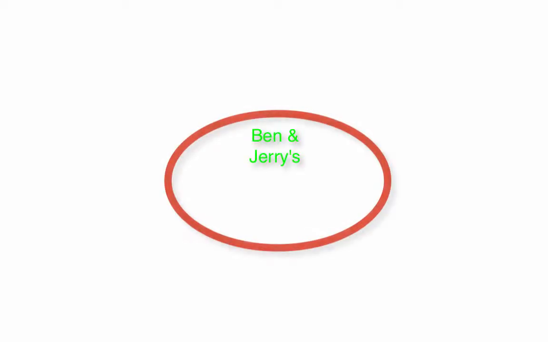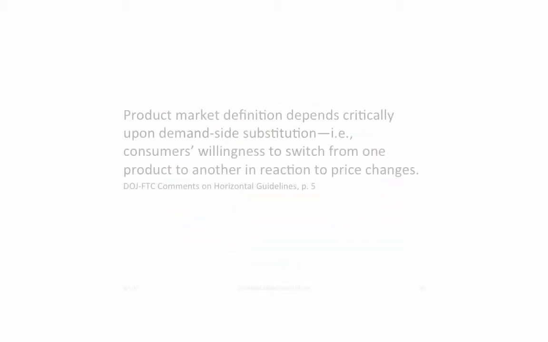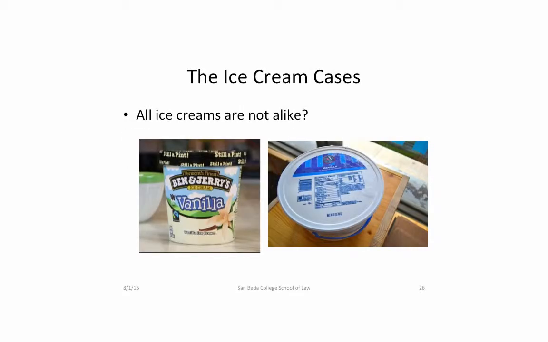Ounce for ounce, American House sells for a fraction of Ben & Jerry's. The question in these cases was whether ice cream, something like Ben & Jerry's, should be lumped with those of American House. To answer this question, it's good to start with a nice quote from the U.S. authorities. There, that's a nice phrase. Demand-side substitution, and another, willingness to switch in response to changes in price. Do you think customers for Ben & Jerry's would keep their super premium ice cream despite a substantial price increase? Or would they switch to cheesecake, or chocolate chip cookies, or even cheaper ice cream?